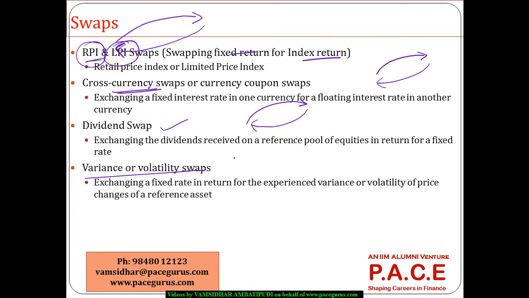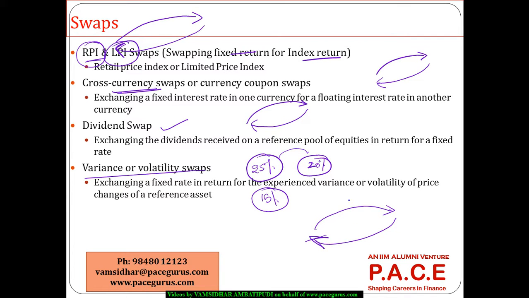Or we can talk about variance swaps, volatility swaps. A fixed volatility will be decided. Let's say 20% is the fixed volatility. Now during the period the volatility will be computed. Okay, if the volatility during a particular period is 25%, then 5% on some notional principal will be made as a payment to the other party. Whereas if the volatility during the period is only 15%, 5% will be received from the other. So it is as good as exchanging a fixed rate of return for the experienced volatility, the actual volatility.